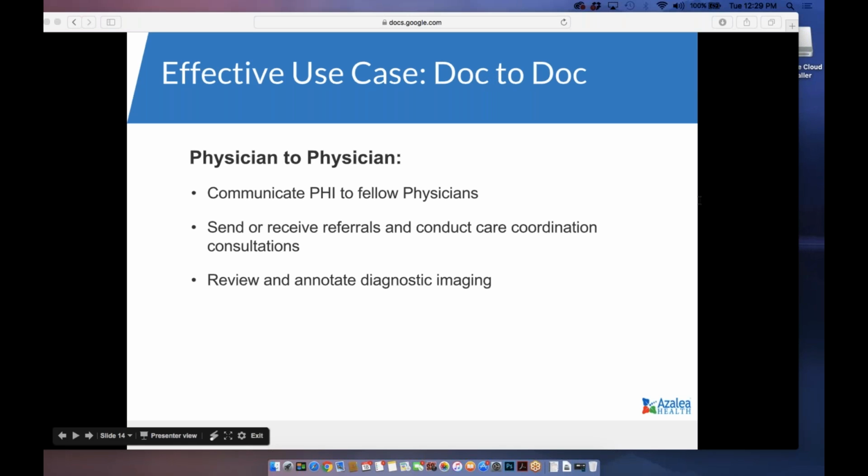The other area, sort of a byproduct of having the capability within your practice, is that you can begin to utilize this for physician-to-physician communication. So whether that's PHI, that you're on a consult with a physician to talk about confidentially and HIPAA-compliant, this leads to obviously sending or receiving referrals and just basic care coordination. And then the last one is, to the extent you can get on a call with a peer and review and annotate a diagnostic image, then this technology really lends itself to that.